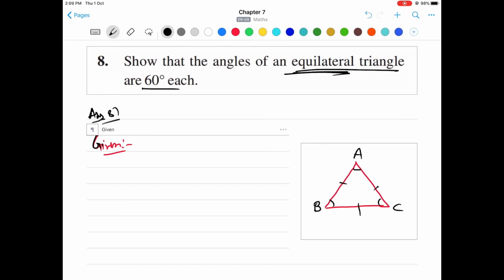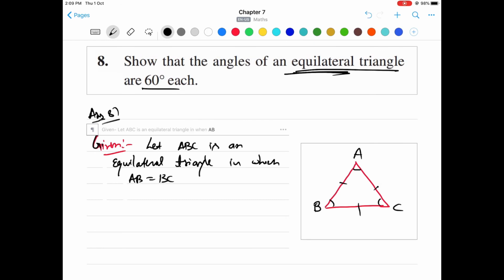Let ABC be an equilateral triangle in which side AB is equal to BC equal to CA. Okay, this is given because we know that in an equilateral triangle the lengths of all sides are equal.